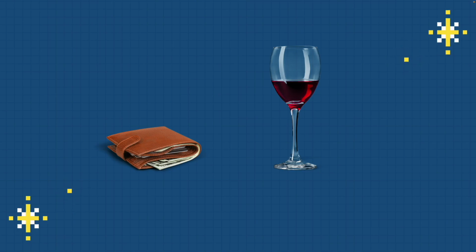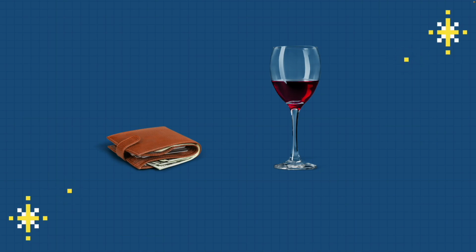A wallet is specifically designed to hold certain items like banknotes, credit cards, or coins. A wine glass is made for specifically holding expensive Pinot Noir. They both serve different purposes, but they are not made, for example, for holding an umbrella or books.